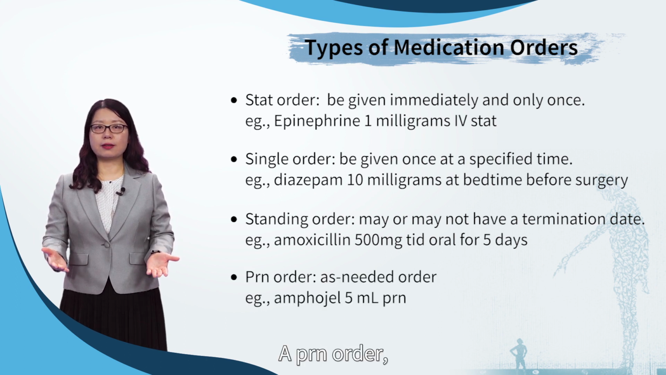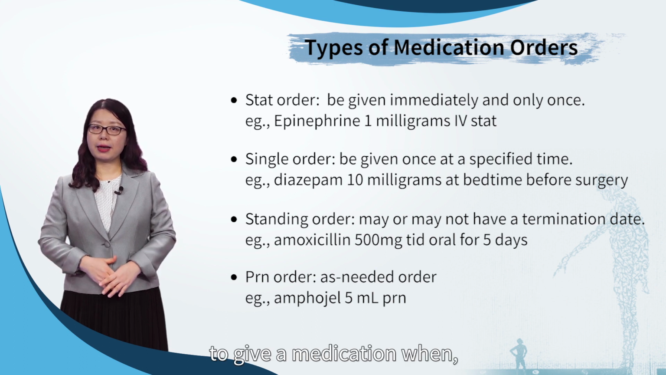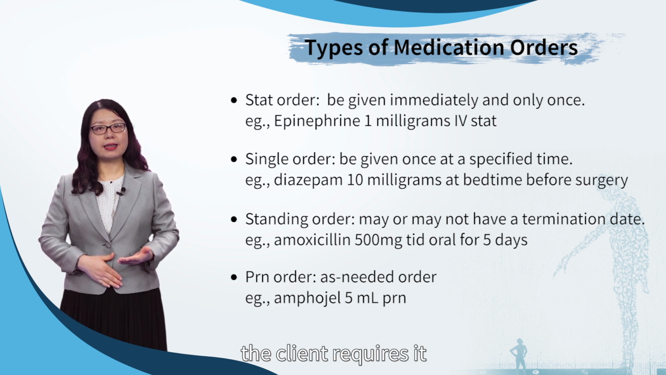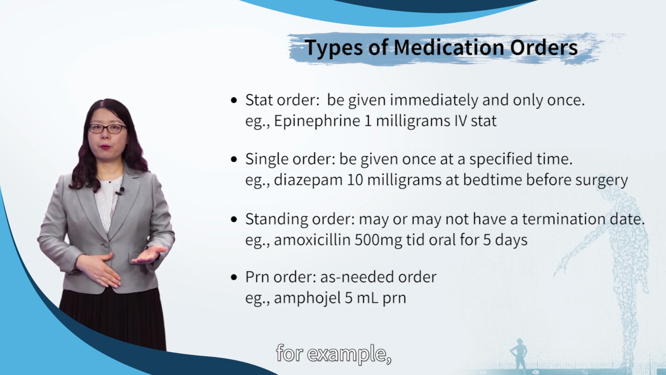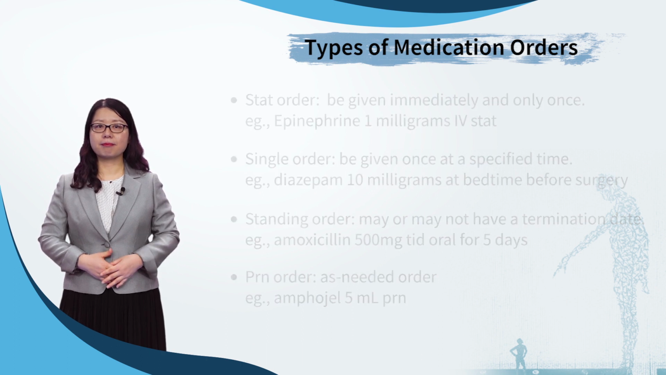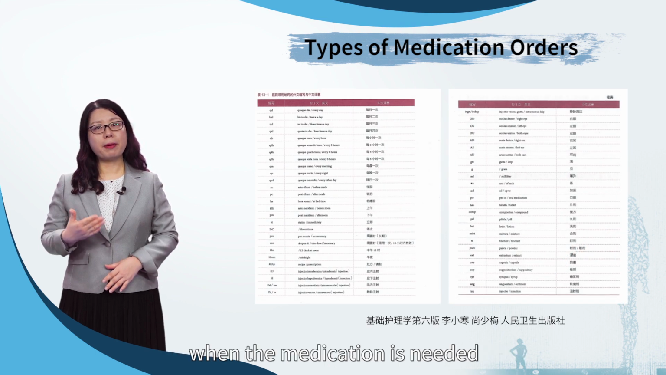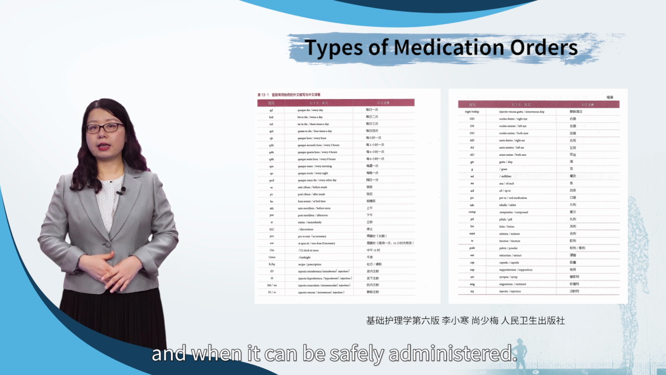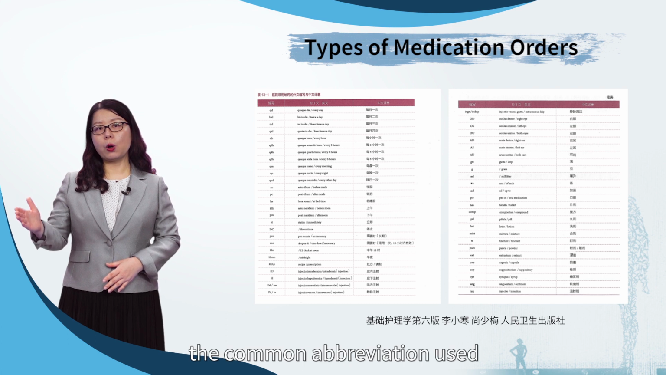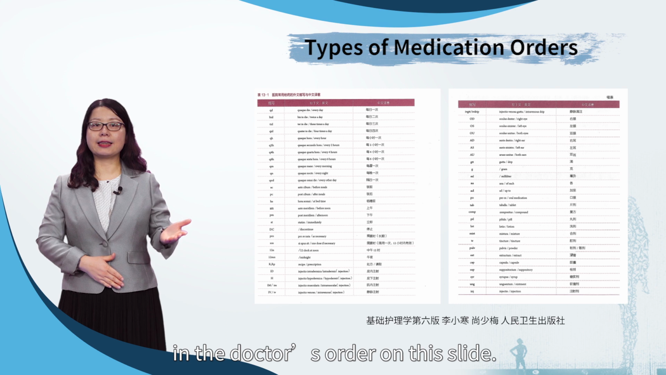A PRN order, or as needed order, permits the nurse to give a medication when, in the nurse's judgment, the patient requires it. For example, Amphojel 5 ml PRN. The nurse must use good judgment about when the medication is needed and when it can be safely administered. Please check the common abbreviations used in the doctor's order on this slide.